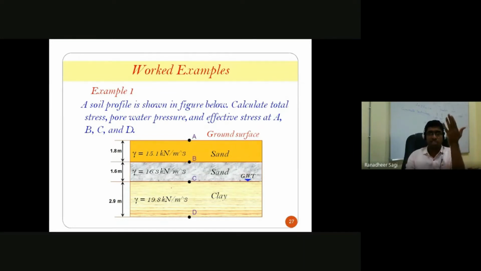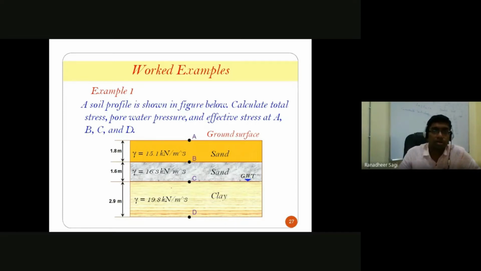How does your neutral stress or pore water pressure vary with depth, from point A to point D? And how does effective stress vary from point A to point D? So we'll try to look at it and solve it. Before we start, please make a note of all the data in the problem with regard to each of the soil strata.